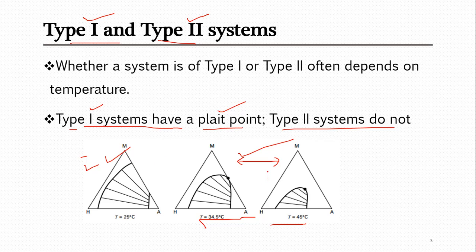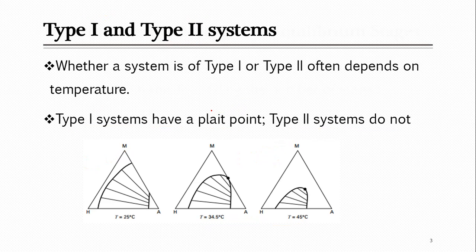And I asked you a few days back to remember these based on the diagram. If you have to tell, looking at the ternary diagram, which system is type 1 and which one is type 2, you can differentiate. And now this point is very easy to remember: type 1 has a plait point while type 2 doesn't.